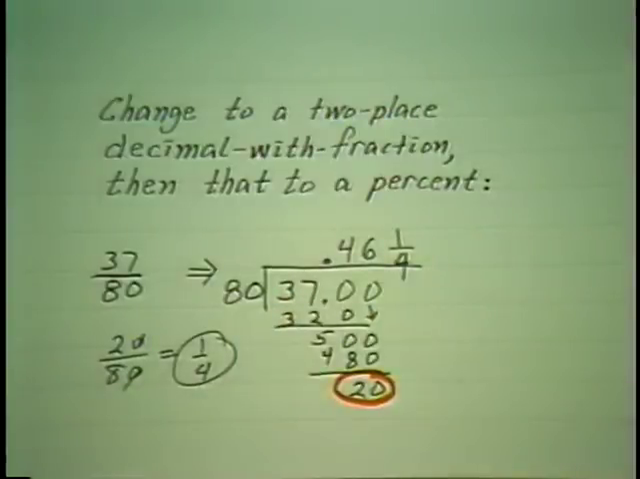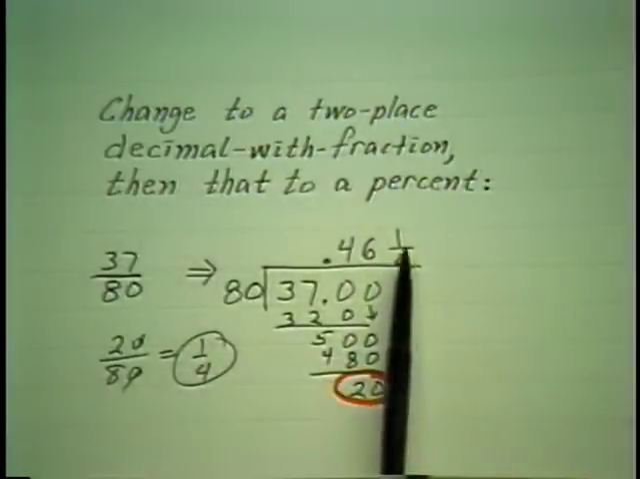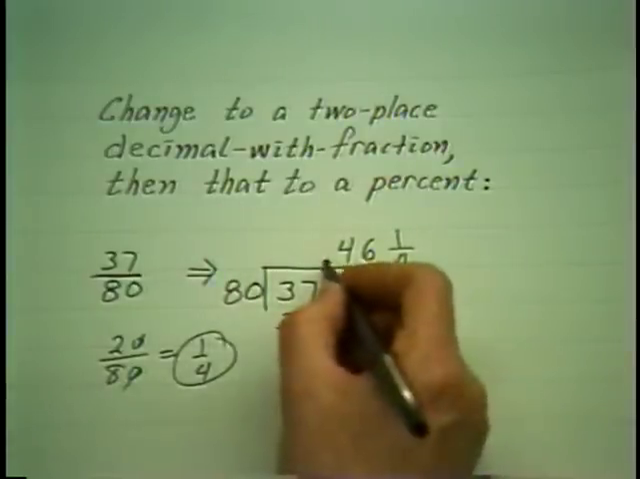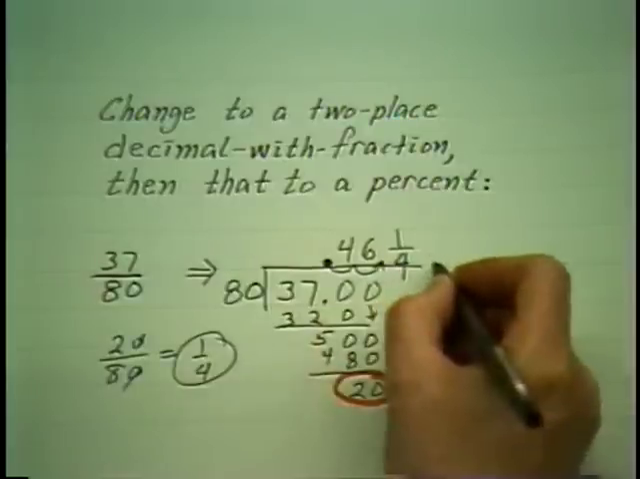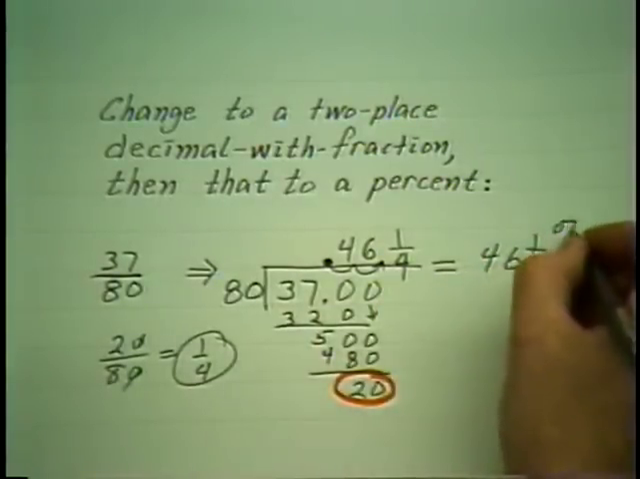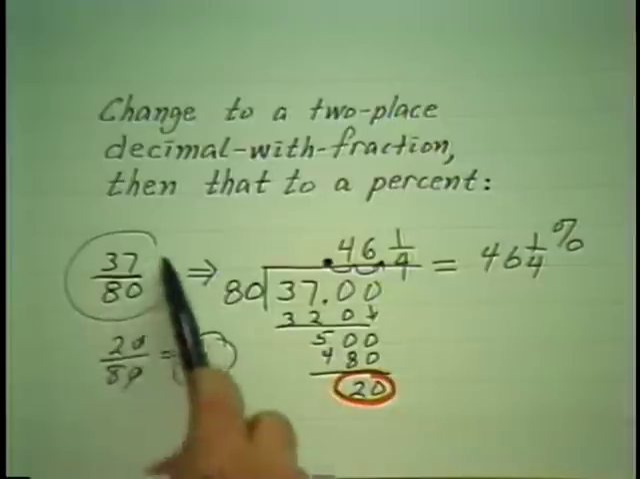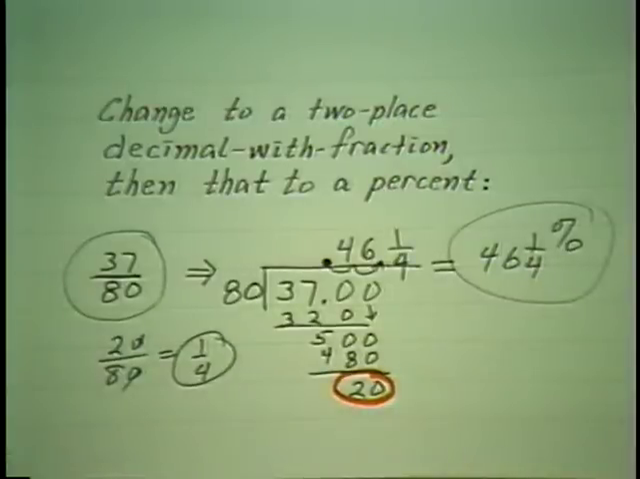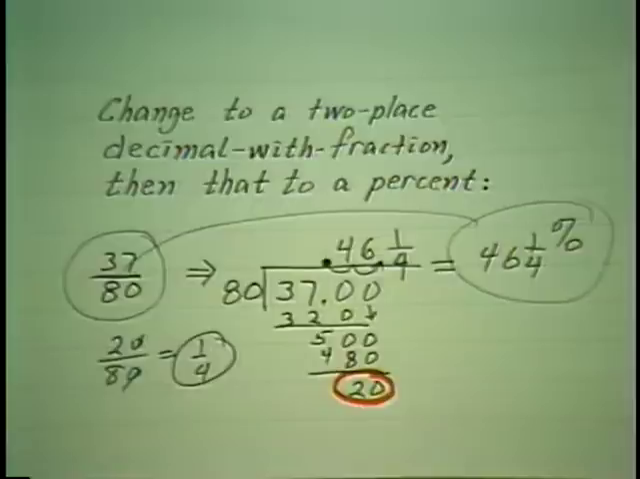So now we have a 2-place decimal with a fraction, and now we want to change it to a percent. So now that we do have a decimal point, we move it 2 places towards the percent, or to the right, and stick on the percent symbol. So the fraction 37/80ths and the percent 46 1/4% are in fact the same number written differently.